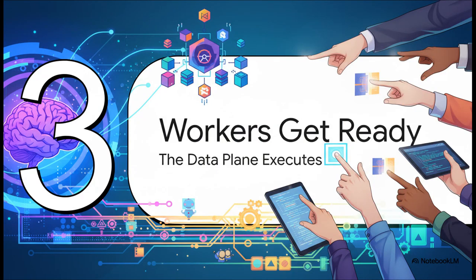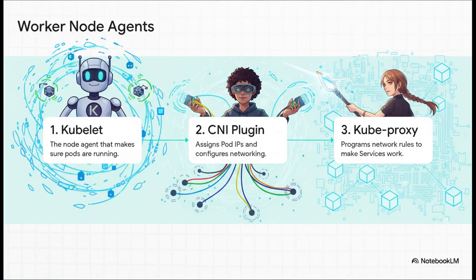Okay, the brain has made its decisions. The plan is set. Now that plan gets handed down to the data plane. It's time for the workers, the brawn, to actually execute the plan. On every single worker node in your cluster, there are 3 key agents that are about to spring into action.